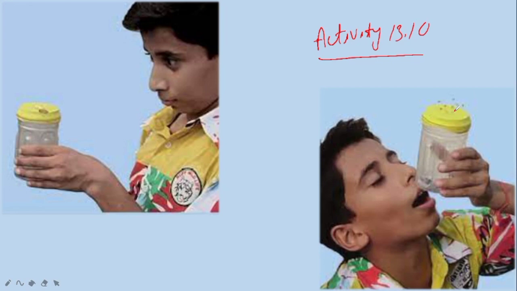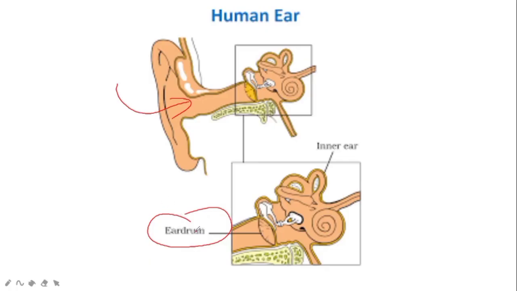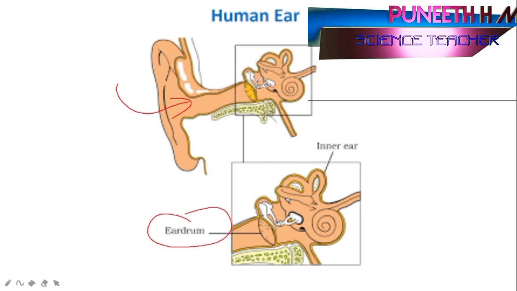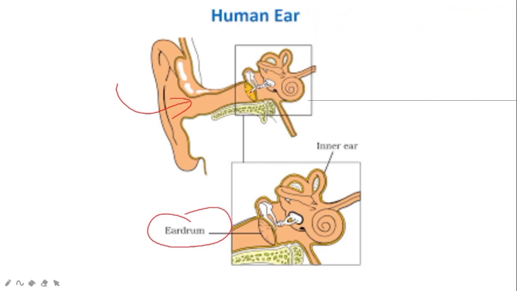Our eardrum also functions like this. Whenever air enters this canal and hits the eardrum, the eardrum vibrates. So sound vibrations make the eardrum vibrate. The eardrum sends vibrations to the inner ear. From there the signal goes to the brain. That is how we hear sound.